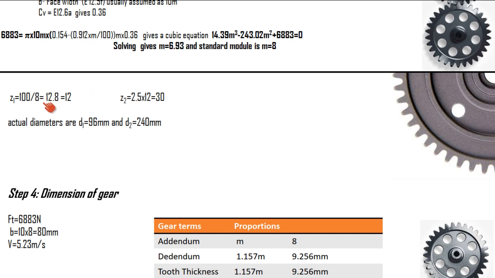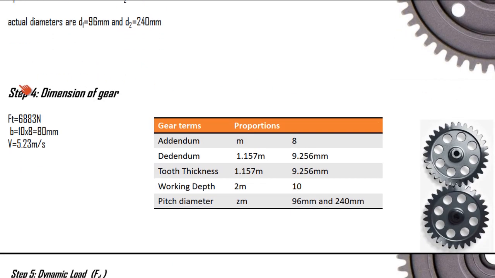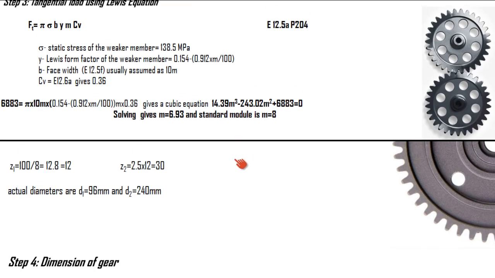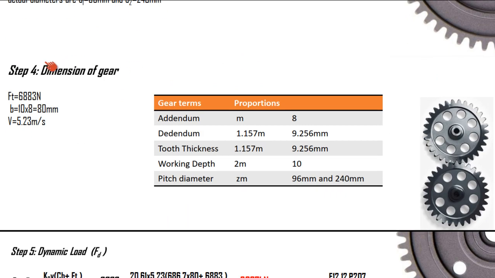Since we have rounded off the values of Z1 and Z2, we are supposed to find out the actual diameters. Previously it was 100 and 250, now it has changed to 96 and 240. Now comes the second part, where we have to calculate the dimensions. I hope you understand the difference in step number 3 when compared to the type 1 question. In step number 4, Ft is available, B is 80, velocity we have, all these values in terms of module. Using that particular table, we can calculate the physical dimensions of the gear.